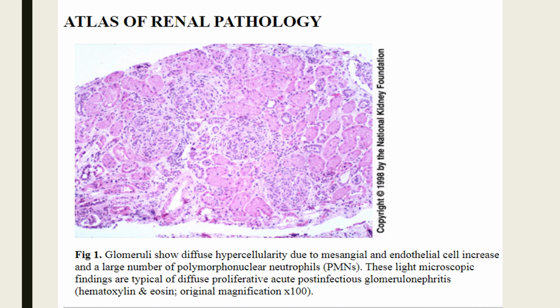So we can see this is a low power view of a renal biopsy. Can you see those round things with dots? Those are glomeruli. That's not normal. There's hypercellularity, not over the tubules so much, especially over those round things. There's a lot of dots. Those are nuclei. So there's hypercellularity over the glomeruli. Okay?